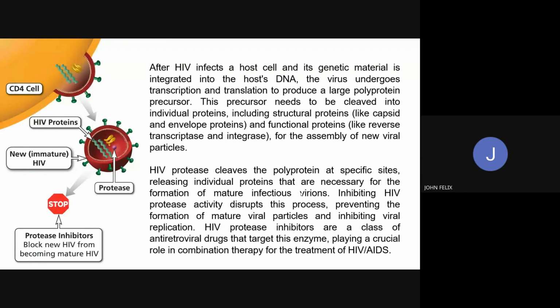Then we have protease inhibitors. As I have said earlier, the virus needs a precursor to cleave into individual proteins, like structural proteins and functional proteins. An example of structural proteins is the protein envelope, and of functional proteins is reverse transcriptase, as I have said earlier. So when we inhibit the protease enzyme, the cleaving of the polyprotein precursor will be inhibited, and the polyprotein will not undergo cleaving, and there will be no production of structural proteins and functional proteins. Thus, the maturation of viral particles will be halted.